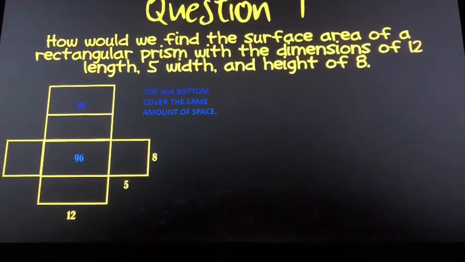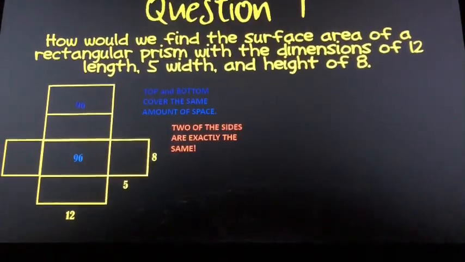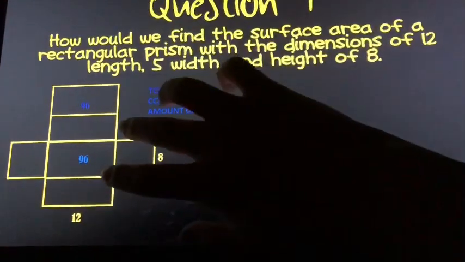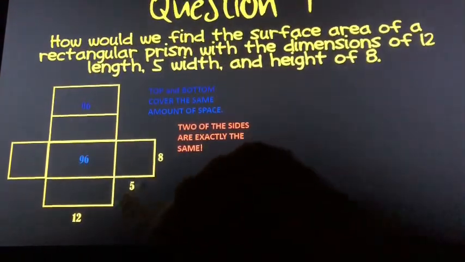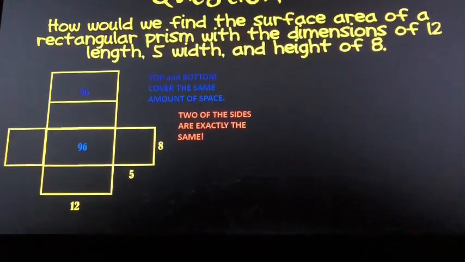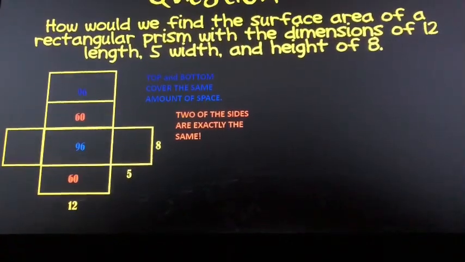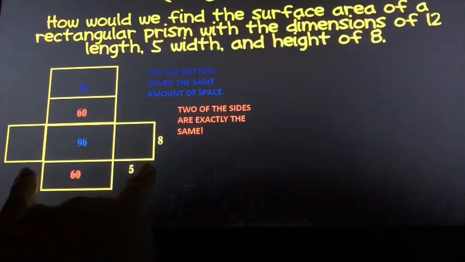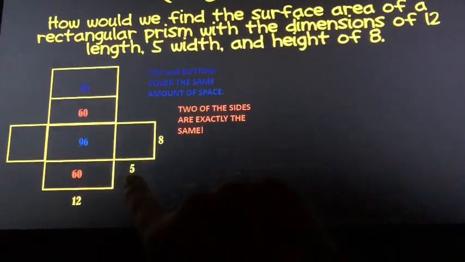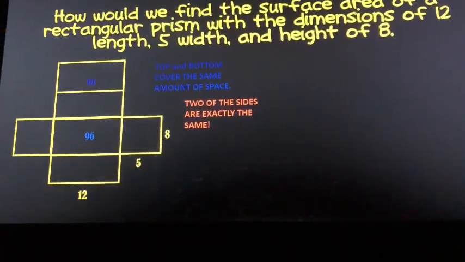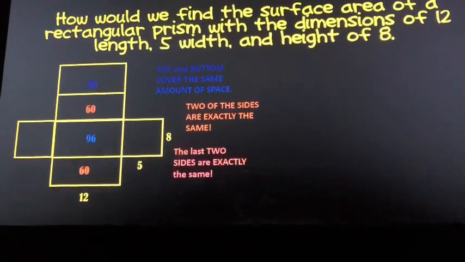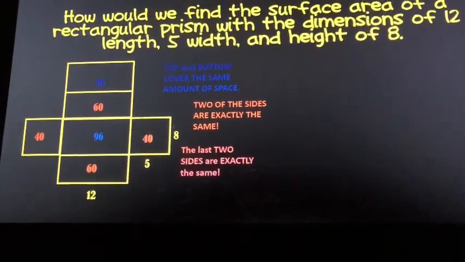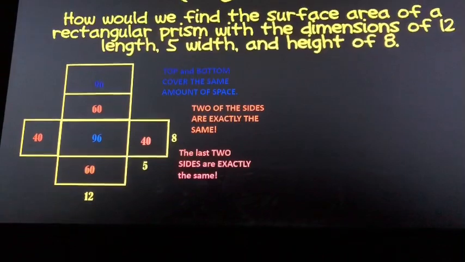Then we have two sides that are the same, this and this, with 5 and 12. 5 times 12, we get 60 in both boxes. The two remaining rectangles are the same with 5 and 8. Five times 8 is 40.